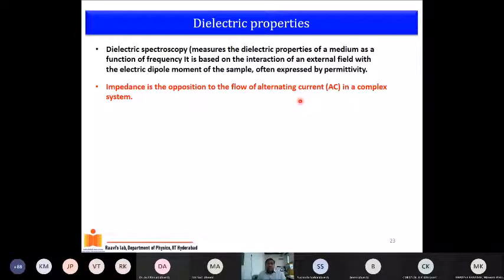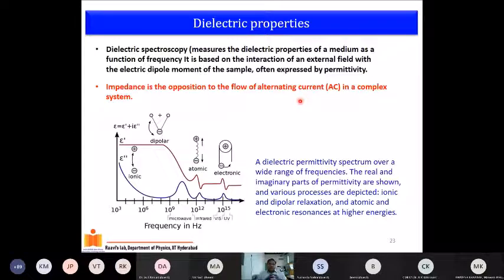It is based on the interaction of an external field with the electric dipole moment of a sample, often expressed by permittivity. What we measure is an impedance. Impedance is the opposition to the flow of alternating current in a complex system. So this is what you expect out of your dielectric measurements. You get your dielectric constant, which is epsilon prime plus i times epsilon double prime.